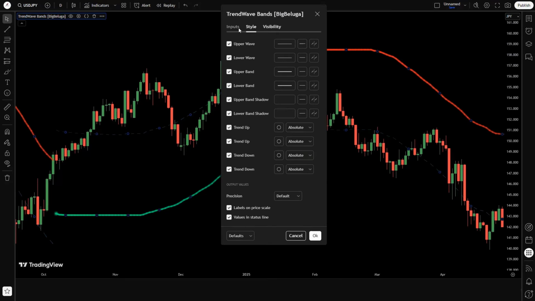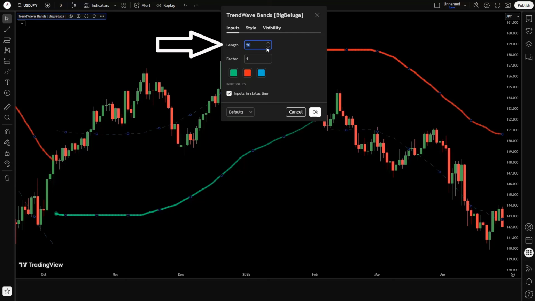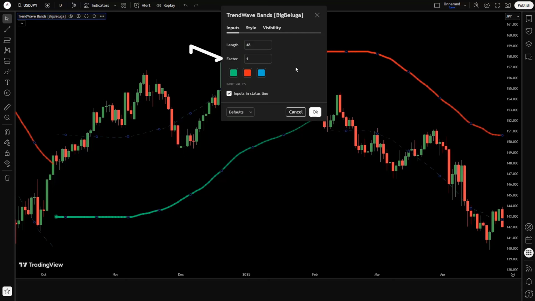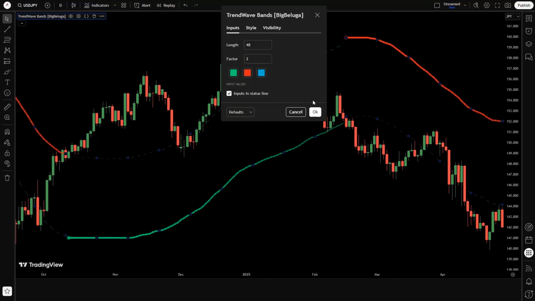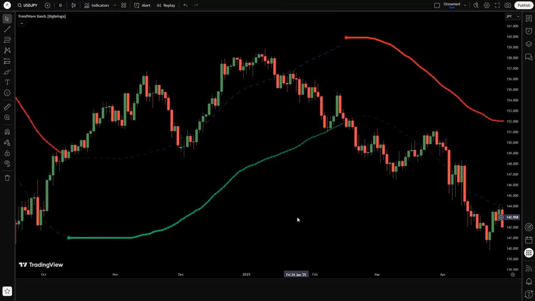Tap on Inputs. Change the length from 50 to 48. Change the factor from 1 to 2. Click on OK. Now let's know how to use this indicator. The trend wave bands indicator has given a buy signal. And here the trend wave bands indicator has given a sell signal.